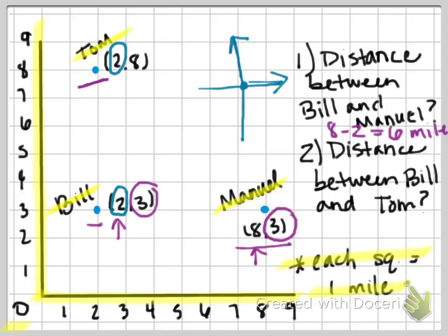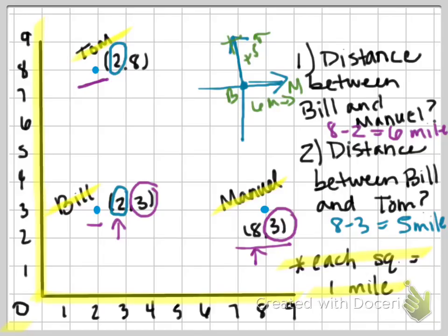So Tom and Bill are both 2 miles horizontally or over from our origin, but are vastly different in their vertical directions. Bill is only 3 miles vertically from our origin, or 3 miles up from our origin, and Tom is 8 miles up from our origin. So to find the distance between the two of them, I'm not going to look at my horizontal direction this time, but instead I'm going to look at my vertical direction. So the distance between Bill and Tom is the distance between 8 and 3, which of course I know is 5. So Bill is 5 miles away from Tom on that same street. So again, if we come back to my little drawing over here, if this represents Bill, then Tom is 5 miles up and Manuel is 6 miles over from the same intersection.